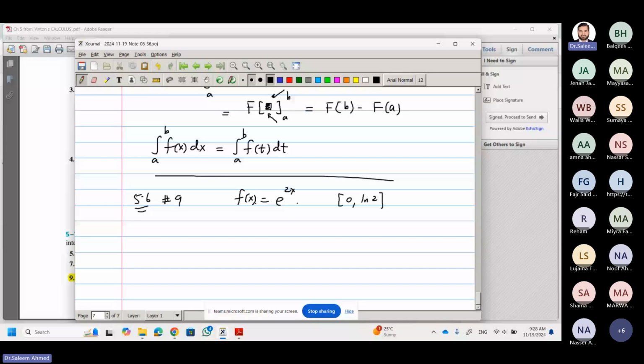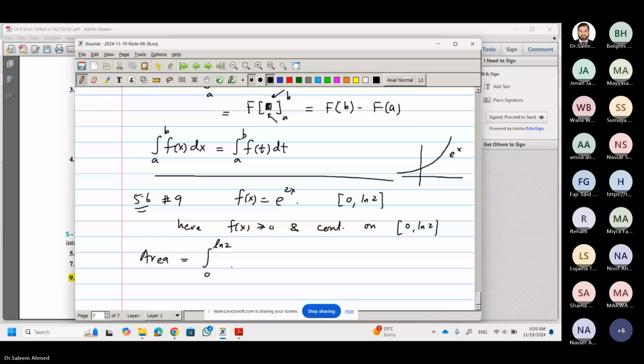Exponential function is always positive. So here your f(x) is greater than or equal to 0, and definitely it's continuous as well, no break. From 0 to log of 2, or even any interval, exponential is always positive and a continuous function, right? So e^x is always positive and continuous, so no worry about that. So it means the area will be equal to the integration from 0 to log of 2 of f(x) dx.